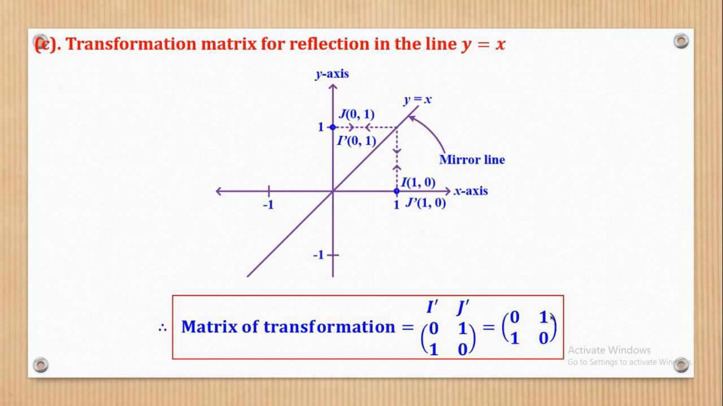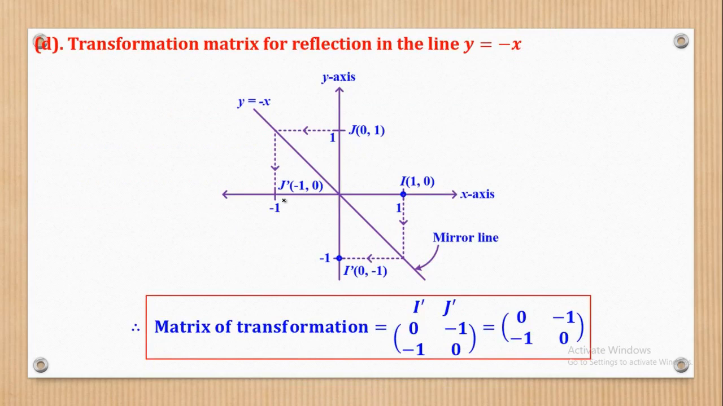And lastly, for the line y equal to -x, you still do the same. This is the object. Move here some units to come up with this, which is the image of I. Then also here some units to come up with this as the image of J.